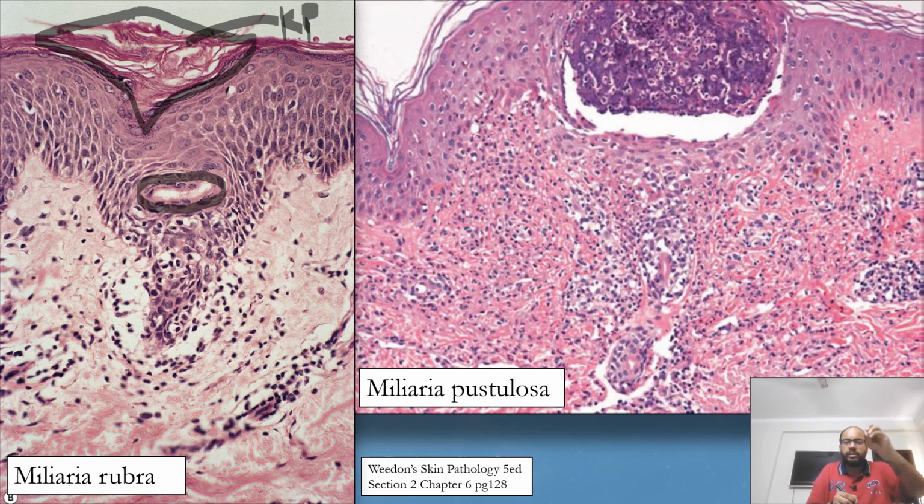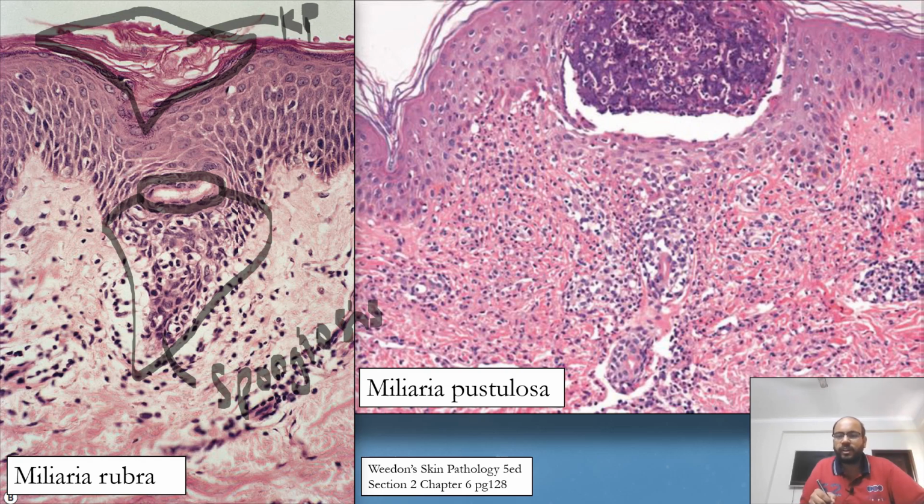And in profunda, you will have more pronounced edema where the vesiculation is seen at the dermoepidermal junction. So we are clear about it, at the dermoepidermal junction. That is why it is much more profound. So miliaria profunda. Let's move forward.